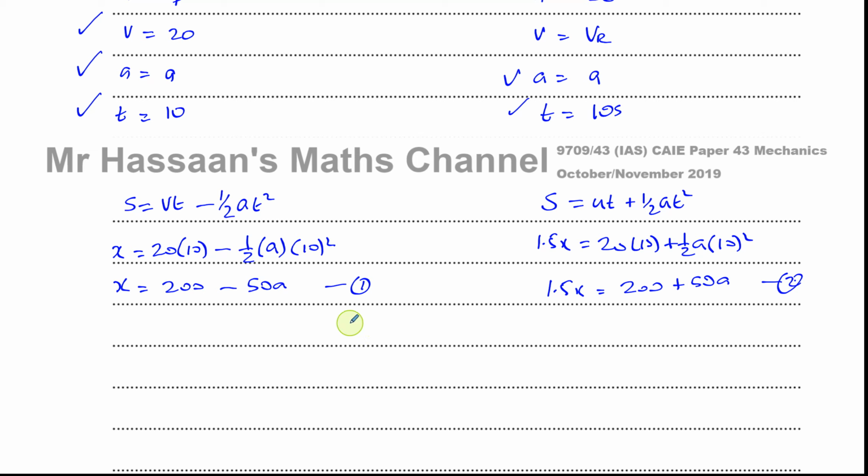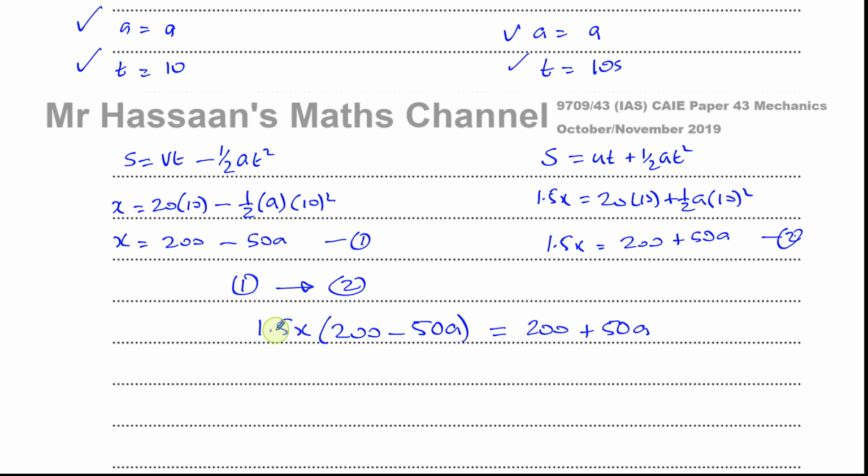All right, so for example, I can take equation 1 and substitute it into equation 2. So I can replace the x here with 200 minus 50A. So I have 1.5 times 200 minus 50A is equal to 200 plus 50A. Okay, so now let's solve this. That's going to be 1.5 times 200, that's 300, and 1.5 times 50, that's 50 plus 25, that's minus 75A, is equal to 200 plus 50A.